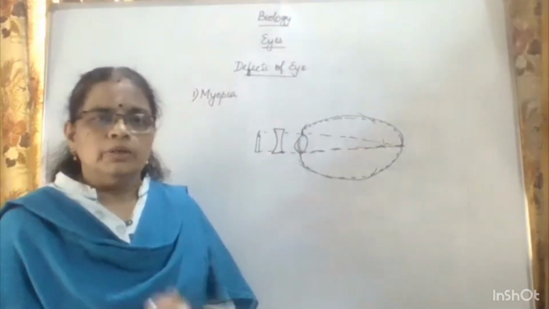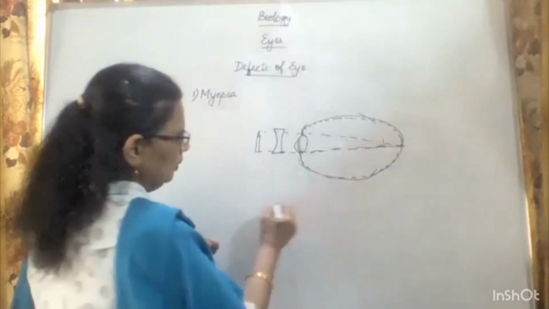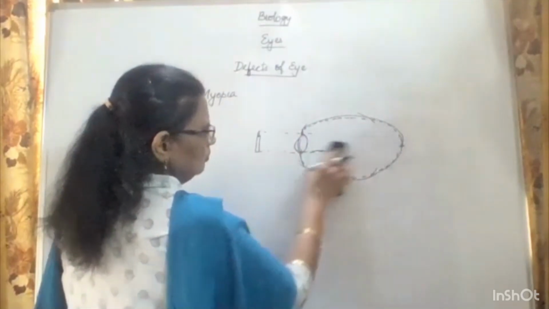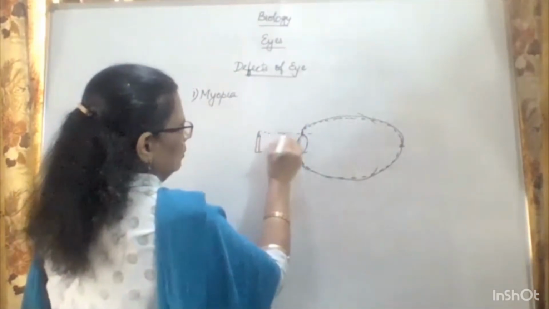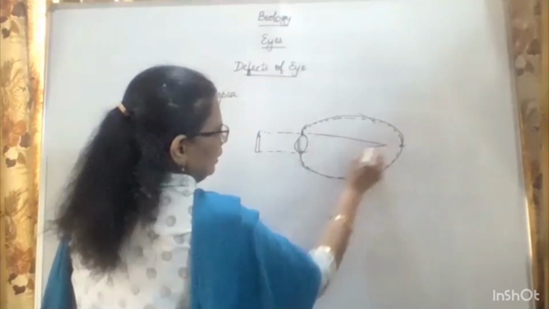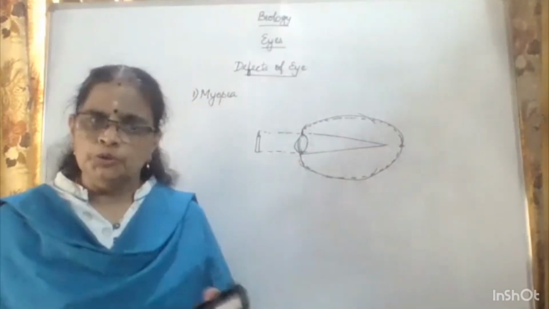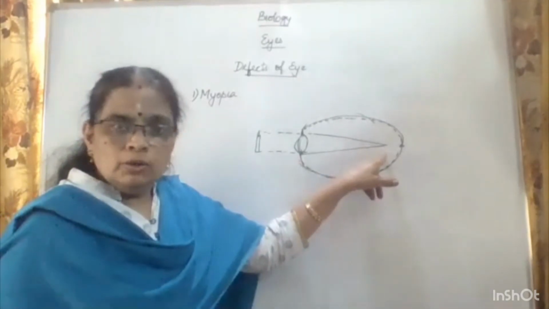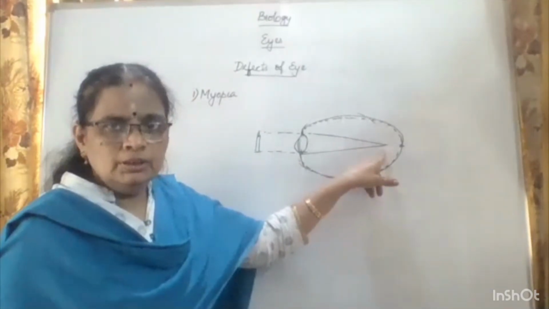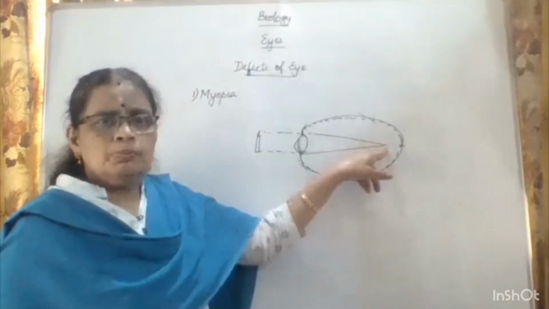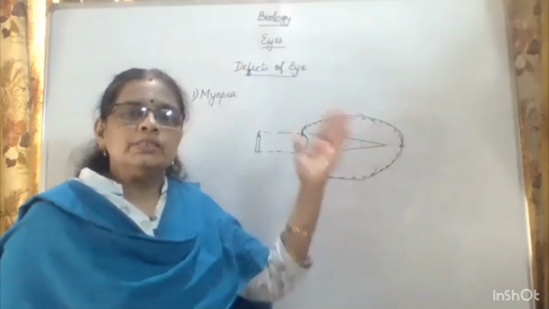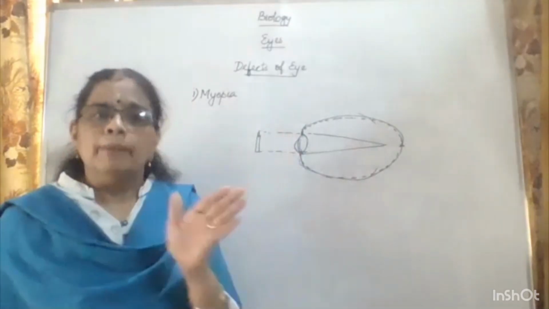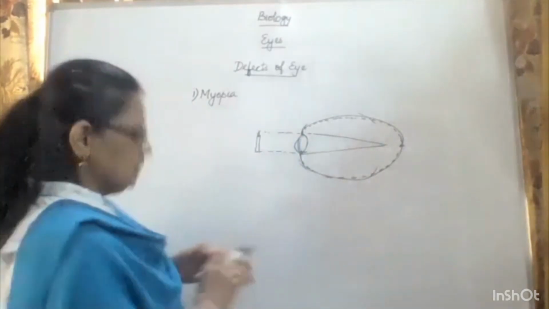In your question paper, you will be given a diagram like this, and you will be told to identify the defect. Seeing the location of the image, you have to guess the image is before reaching the retina. So it is myopia. You understand, children? Then you have to rectify it by using the biconcave lens. That is myopia.